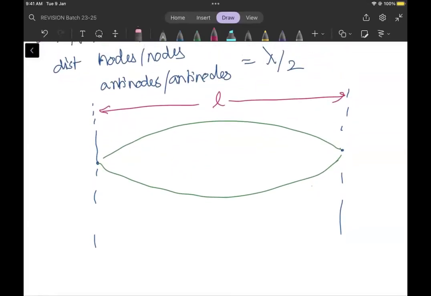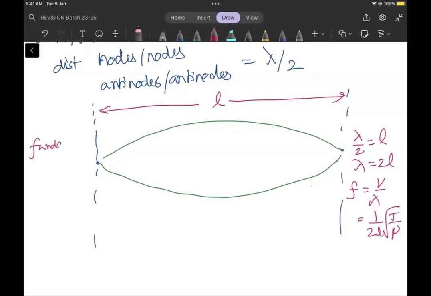So in this case, I know that lambda by 2 will be equal to L. So lambda will be equal to 2L. So frequency, which is velocity upon lambda, will be equal to 1 by 2L root T by mu. So this is the natural frequency of the string. It is called the fundamental frequency, or it is called the first harmonic. Okay.